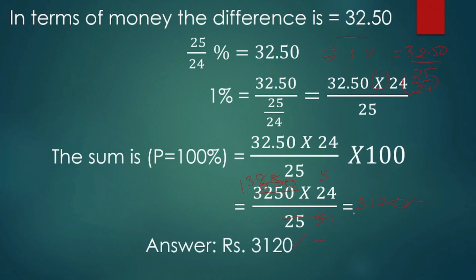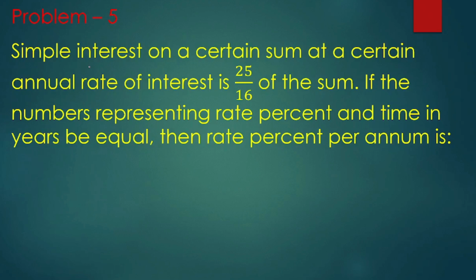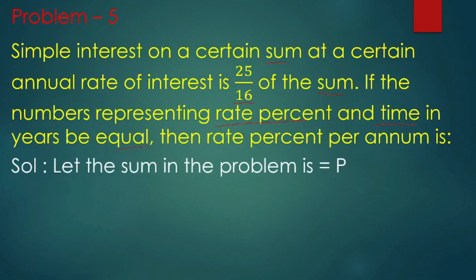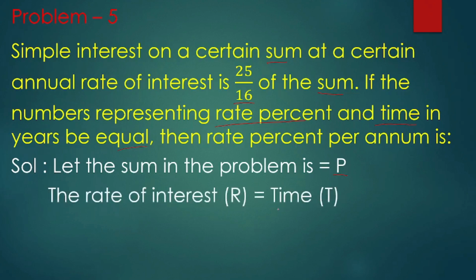So the amount taken as interest, 3120, is the principal. Now we see the fifth problem, of a different type, on simple interest. The problem: simple interest on a certain sum at a certain annual rate of interest is 25 by 16 of that sum. If the number representing rate percent and time in years are equal, then the rate percent per annum is. Let us consider the sum, that is the principal amount, as P. The rate of interest equals time, so R equals T.